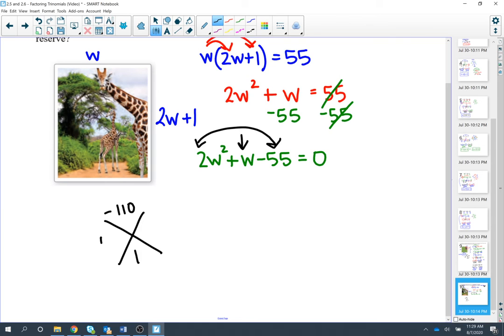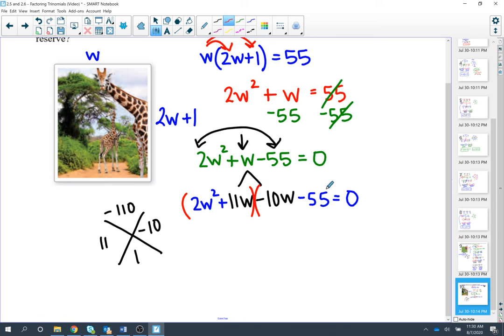I'm going to go with 11 times 10, and then I need this to be negative, so one of these has to be negative. I need a positive 1, so I'm going to make the bigger number positive, smaller number negative. So 11 plus negative 10 is positive 1, and 11 times negative 10 is negative 110. Rewrite 11w minus 10w. 11w minus 10w is positive w. Great. Bring down your minus 55. Bring down your 2w squared. And again, equals 0, but I won't yell at you if you forget that.